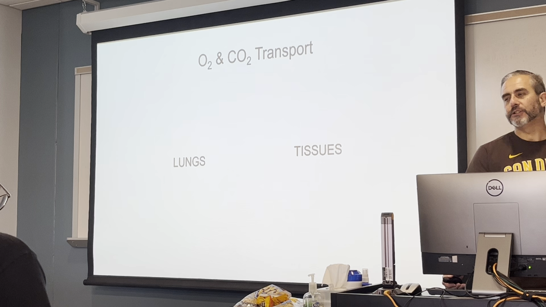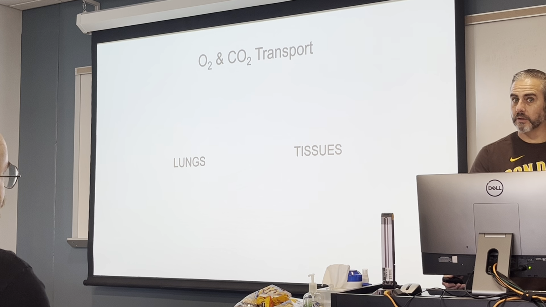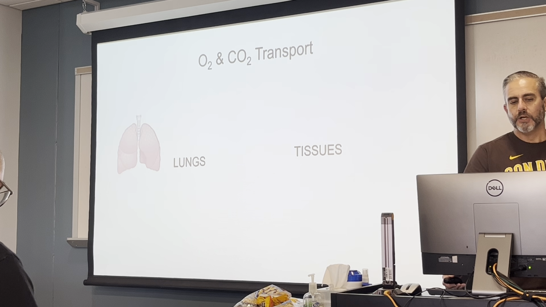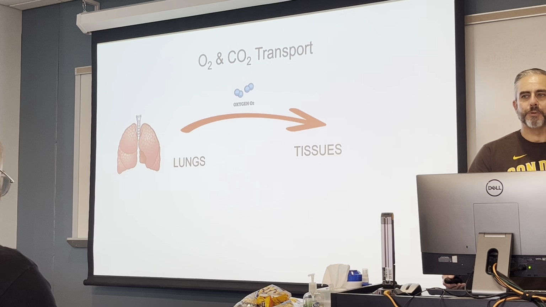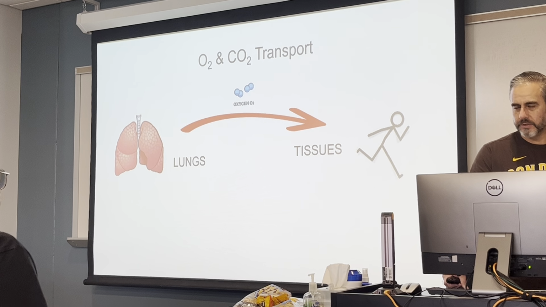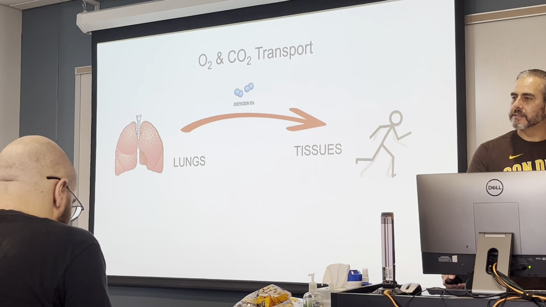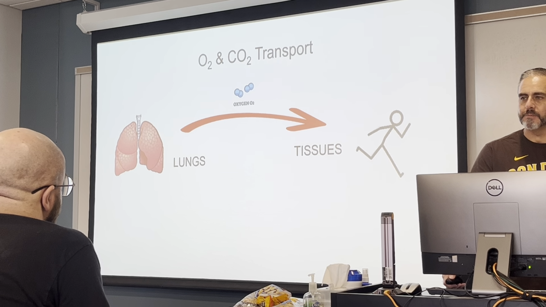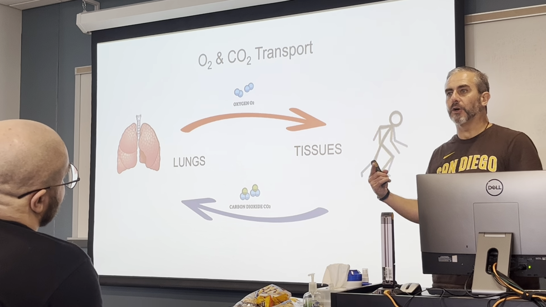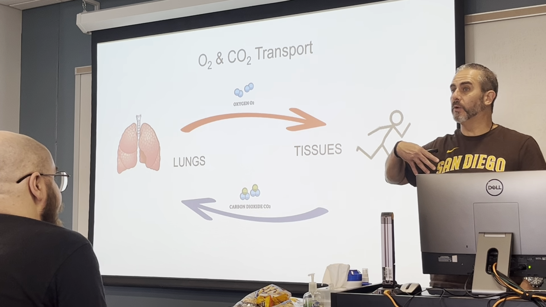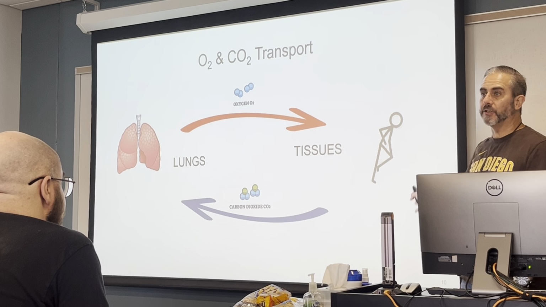All right, so oxygen and CO2 transport. I love this picture, I love this animation because it's really showing how oxygen and CO2 transport fundamentally functions. So our lungs provide the oxygen that our tissues need, so our tissues can do their thing, right? Again, this guy's running, so he needs oxygen. As his muscles, as his tissues are working, with this increased metabolism, what is he producing? Carbon dioxide. That carbon dioxide has to return back to the lungs for the patient to do what? Exhale.